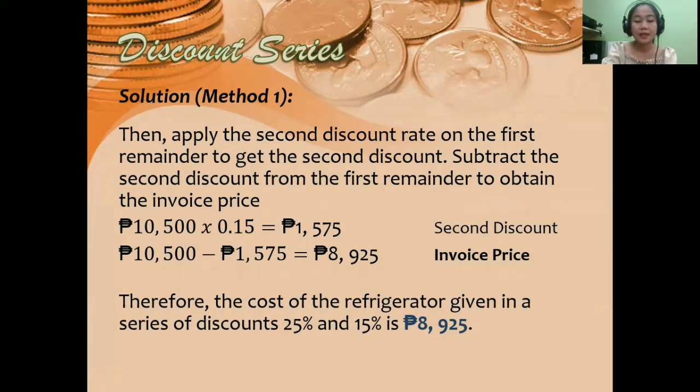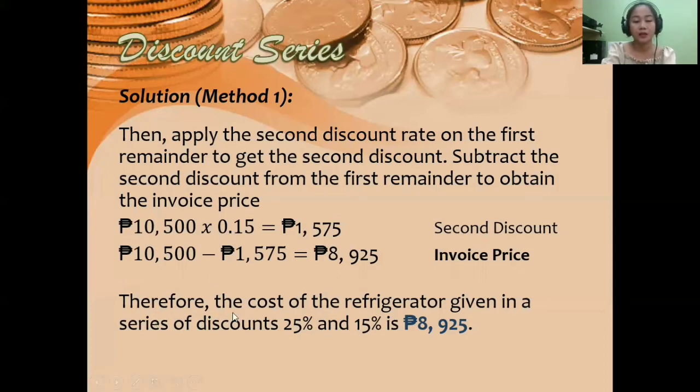Now, in order to get the invoice price or the net price, of course, we will subtract 1,575 from our base, which is 10,500. So 10,500, which is our first remainder, minus 1,575 pesos, which is our second discount. The answer is 8,925. So 8,925 here is our final answer after getting the 25% and the 15% discount.